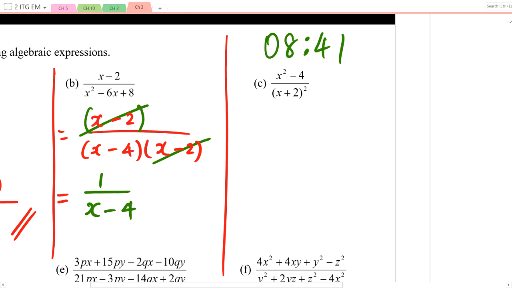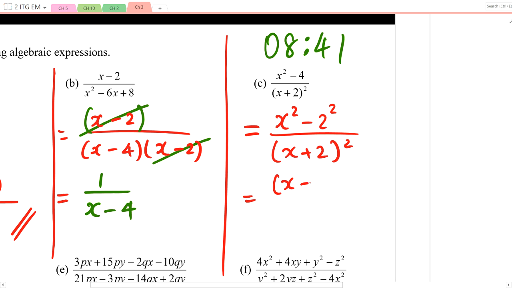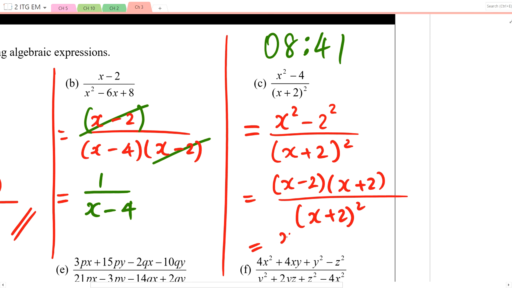Is it difficult? No. X squared minus 4 is simply x squared minus 2 squared divided by x plus 2 squared. X minus 2 times x plus 2 divided by x plus 2 squared, which is x minus 2 over x plus 2. Okay, so the trick, not really a trick, this part. We are again using a squared minus b squared. I told you we will test it, right?